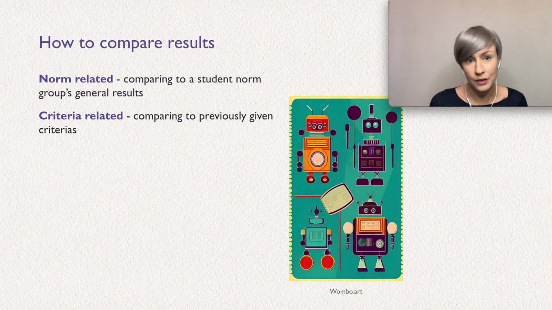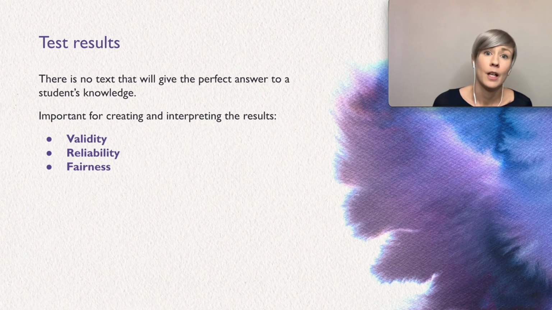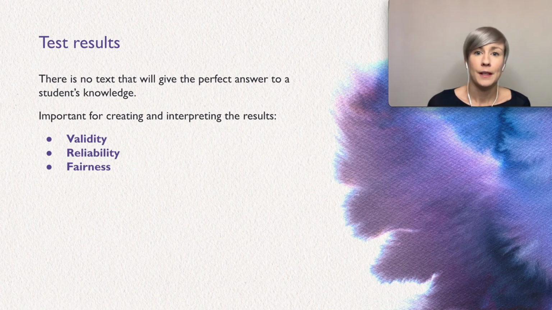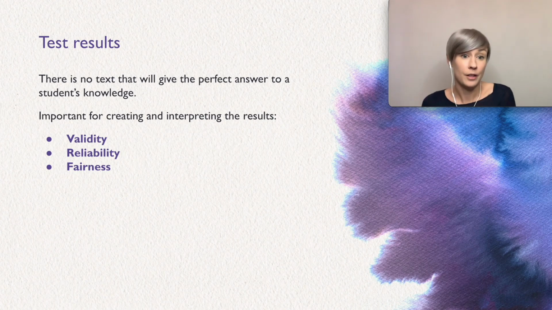And talking about test results, one of the issues with test results is that the results are often misinterpreted. There is no test that will give a perfect answer to a student's knowledge level. When it comes to creating tests and interpreting test results, there are 3 parts that are really important that we will talk about here. Those are validity, reliability, and fairness. Let's start with validity.